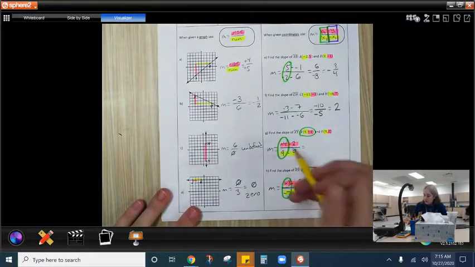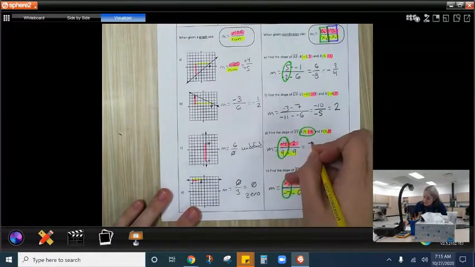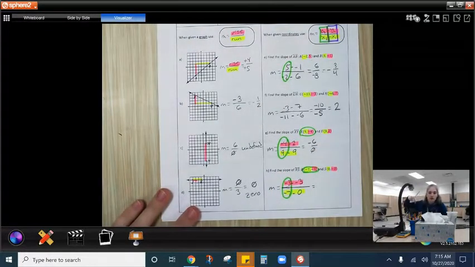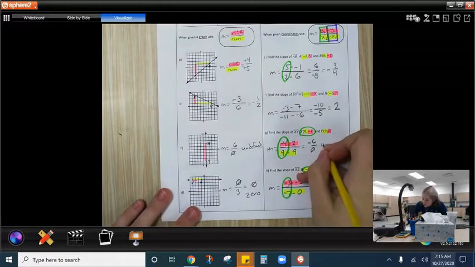Down here, I've already kind of color coordinated them. So we've got negative 4 minus 2 is a negative 6. 9 minus 9 is a 0. Uh-oh, it's in the denominator. Can't do that. This is undefined.